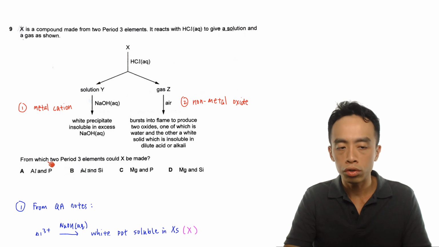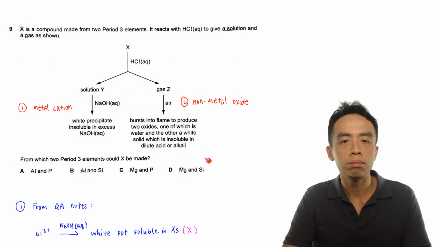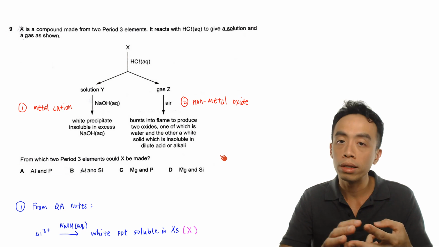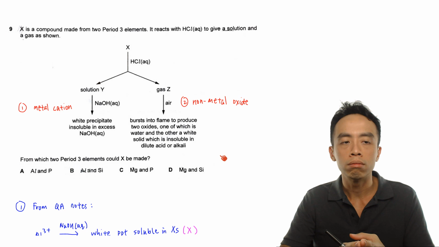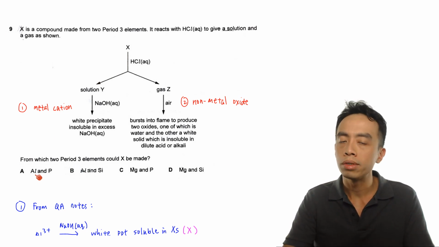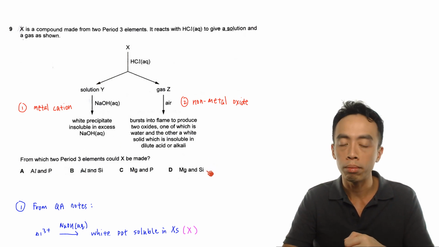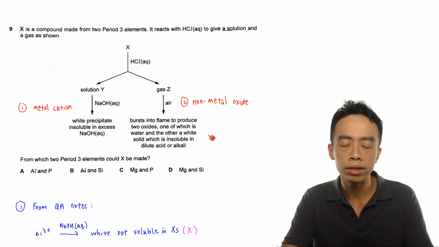Now, from which two period 3 elements could X be made? And I'm given four options. A is aluminum and phosphorus, B is aluminum and silicon, C is magnesium and phosphorus, D is magnesium and silicon. So effectively, I have two metals and two non-metals to play with. I know that the compound X will be made up of one metal and one non-metal, because aluminum is the metal, phosphorus is the non-metal, then magnesium is a metal, and silicon is the non-metal. So I know that X is made up of one metal and one non-metal element.